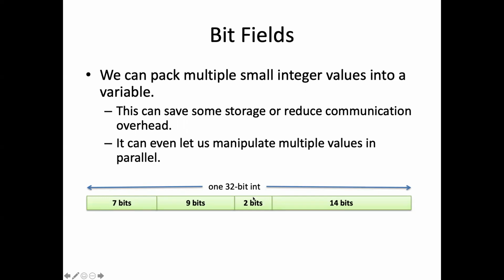Maybe you want to take this 32-bit int and you want to use 7 of its bits to store one number. You want to use 9 bits to store something else, 2 bits to store something else, 14 bits to store something else. Using tricks like the one we just talked about, we ought to be able to do this, and we'll call this an implementation of a bit field. We'll use an example like the one we just talked through to illustrate this.